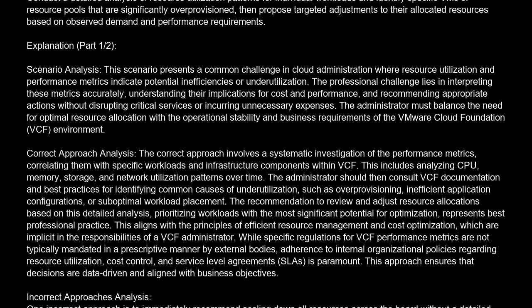While specific regulations for VCF performance metrics are not typically mandated in a prescriptive manner by external bodies, adherence to internal organizational policies regarding resource utilization, cost control, and service level agreements (SLAs) is paramount. This approach ensures that decisions are data-driven and aligned with business objectives.